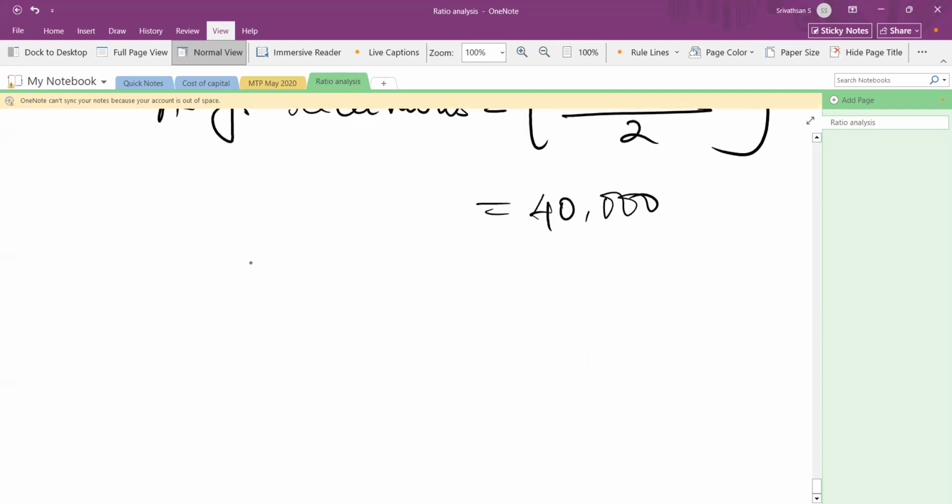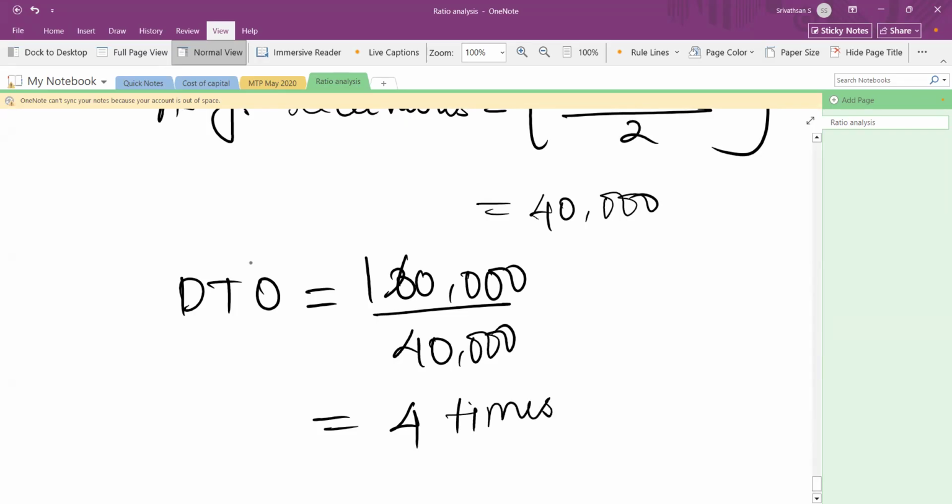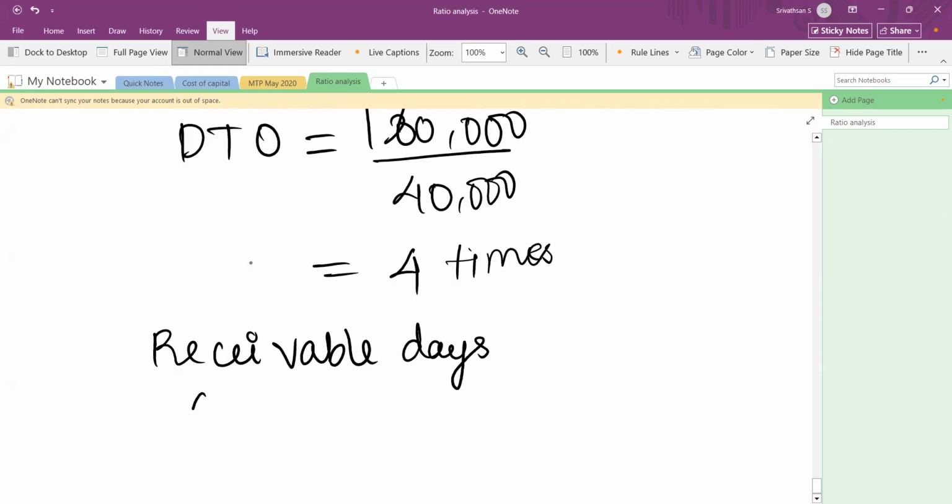So what is the debtors turnover ratio? 1,60,000 divided by 40,000. We get 4 times. But this ratio standalone doesn't tell us much. So we have to calculate receivable days, which is also known as debtors velocity.